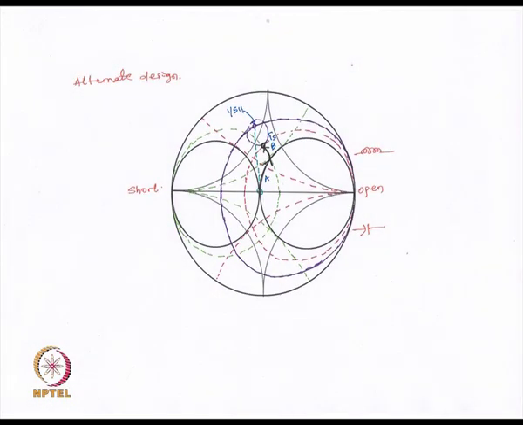Alternatively, we could have chosen this path as well, from the center to this point gamma s, which is the most stable point. Now, in this case, going along a constant resistance circle upwards means inductive in series, and then going upwards again along a constant conductance circle also means an inductance, but in shunt.